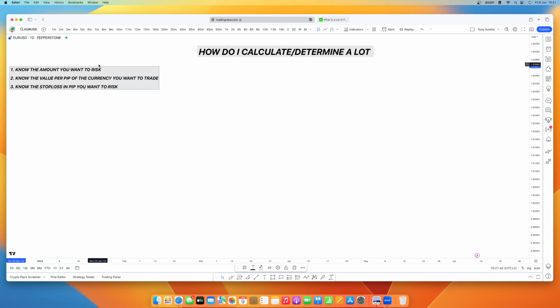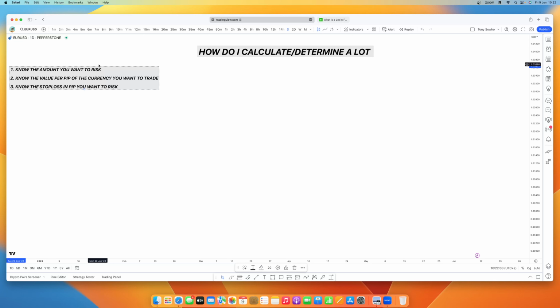Okay, so I'm still going to be explaining the MT4 so you can understand it. But after knowing the amount you want to risk, you need to go to your MT4 to place that trade. Now, you're not going to be going to the MT4 and clicking $50. You're not going to see that. What you're going to be seeing is lot.